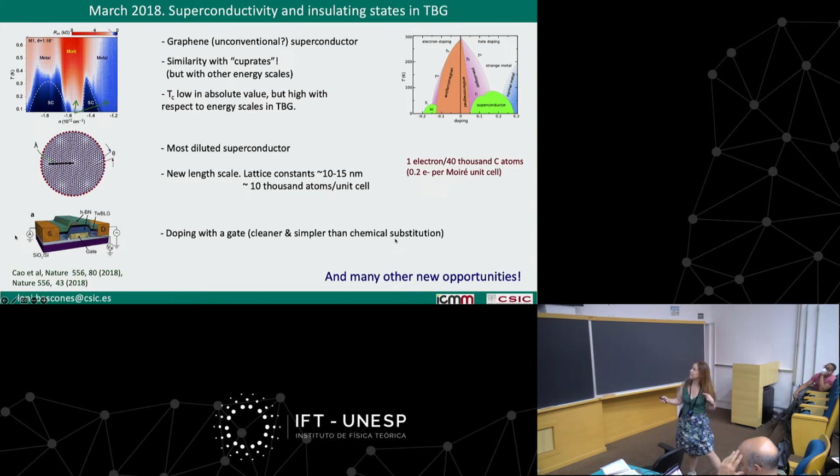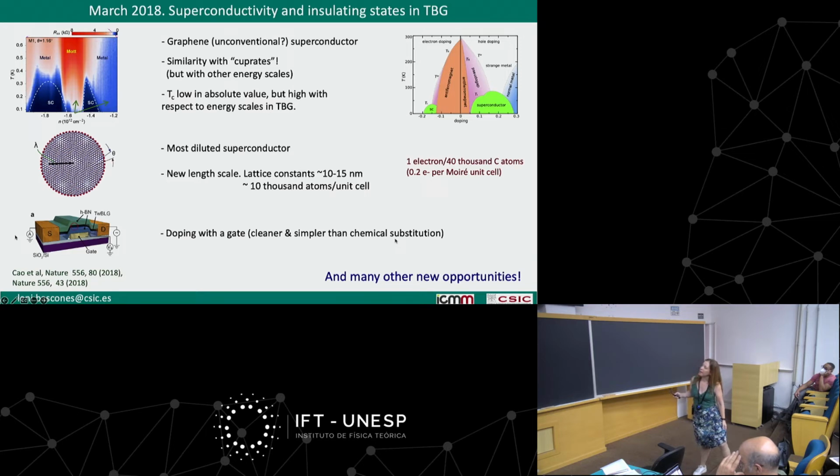Another thing is that this is the most diluted superconductor, in the sense that going from the insulator to the superconductor requires changing something of the order of 1 electron per each 40,000 carbon atoms. So the doping, the change of the number of electrons per carbon atom, is absolutely tiny. And of course, it was also a new, different kind of material, with a new length scale of the problem, this very big unit cell.